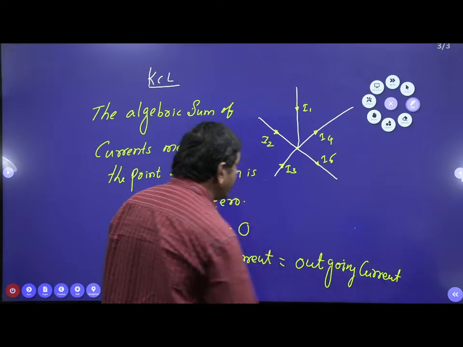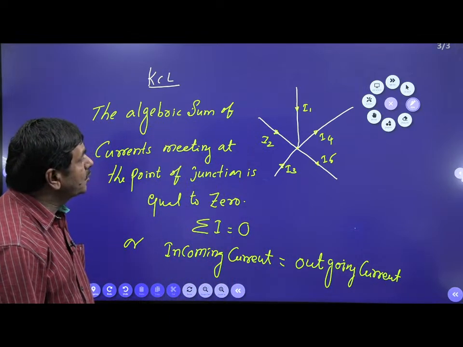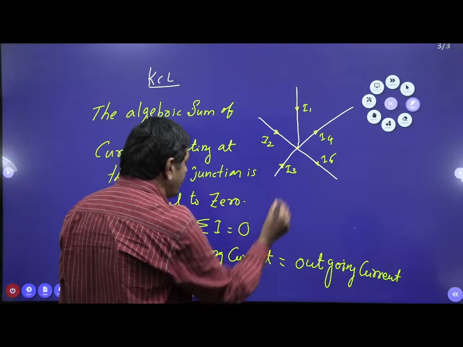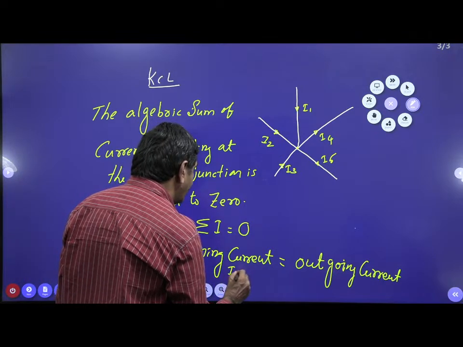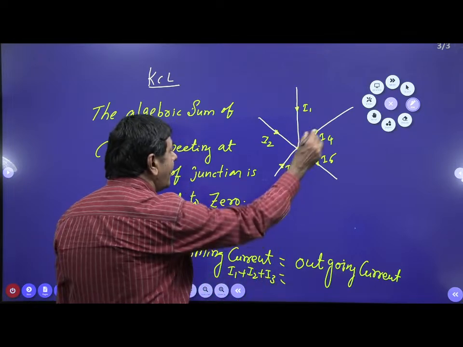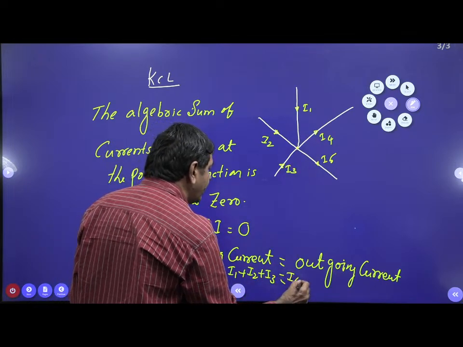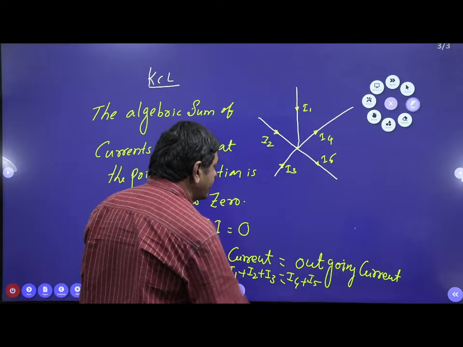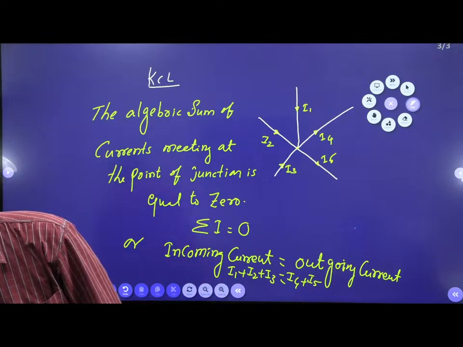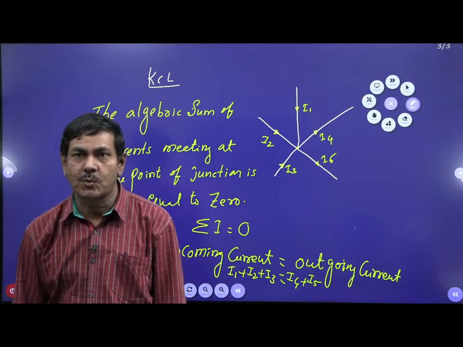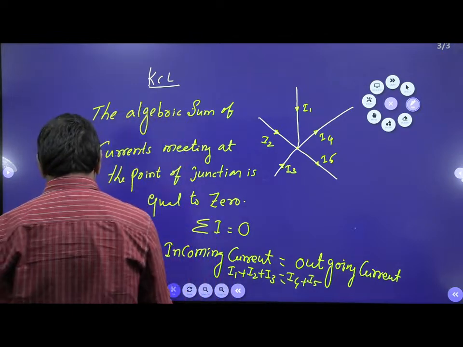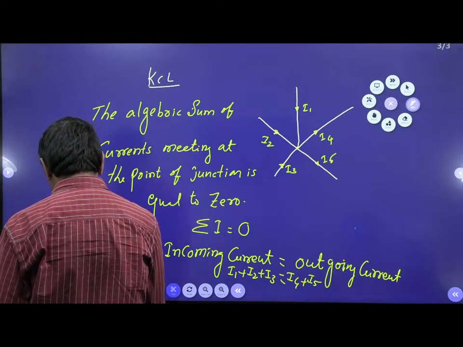Incoming current means those currents passing towards the node. I can write I1 plus I2 plus I3, and that equals I4 plus I5. This is KCL. Did you understand or not? I think students might have followed. What is that? KCL. Next one. But certain points you have to understand here now.